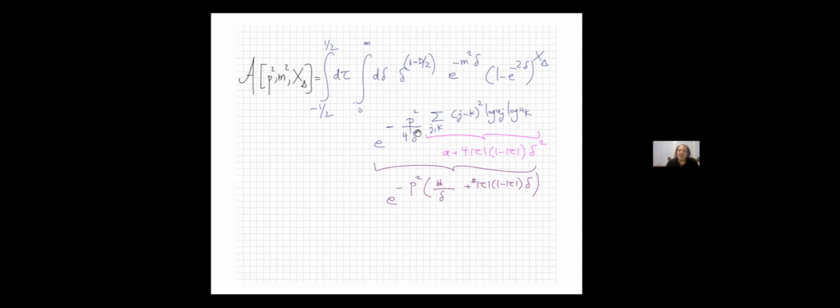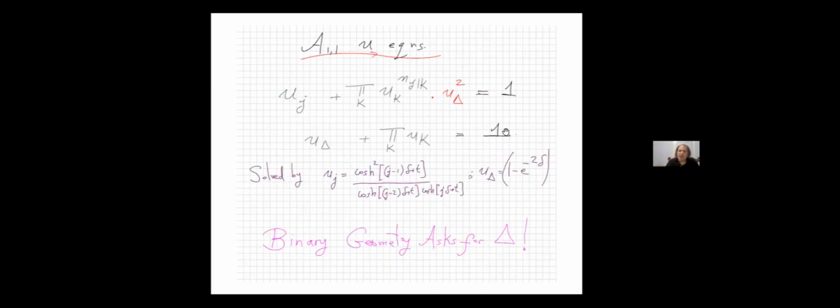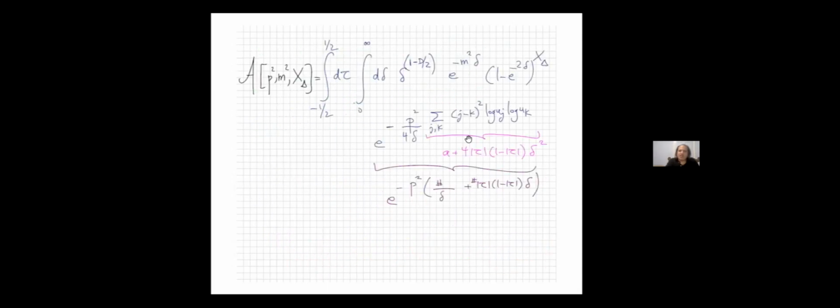This looks like a kind of complicated expression, maybe. Each one of these u_j's is a cosh. So I'm supposed to take the log of this expression and sum and so on.